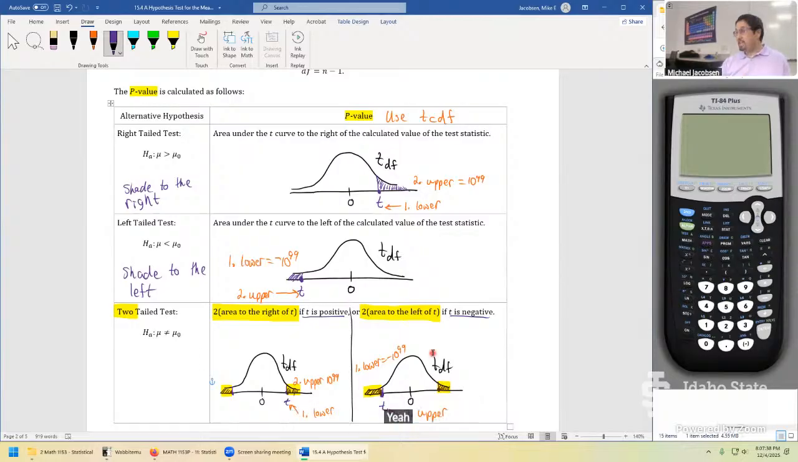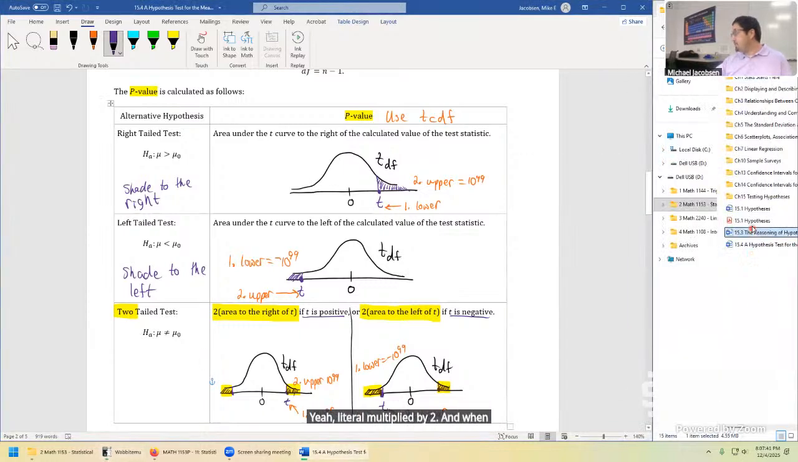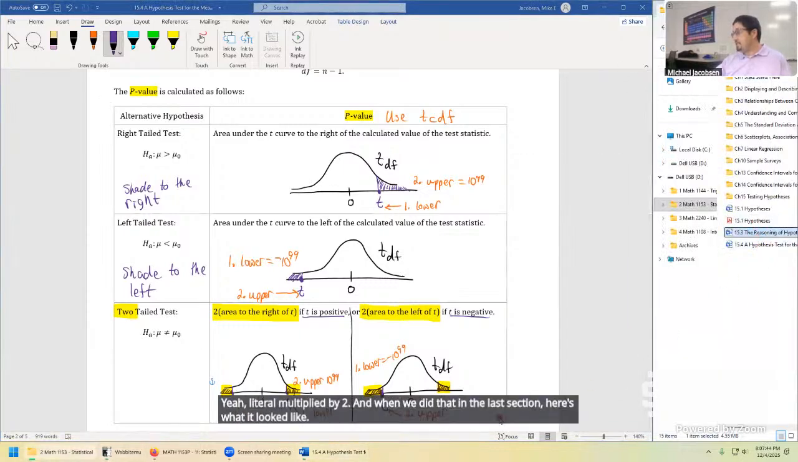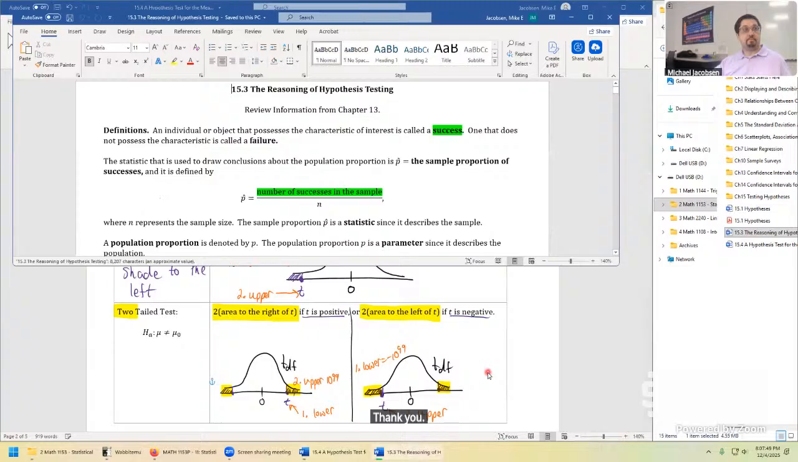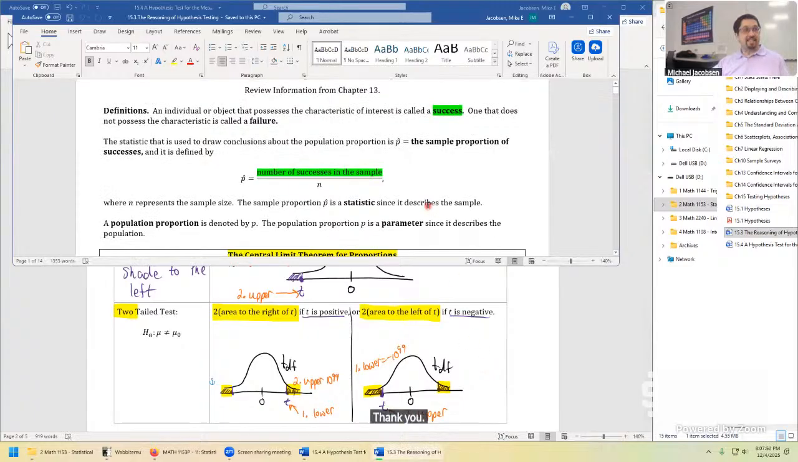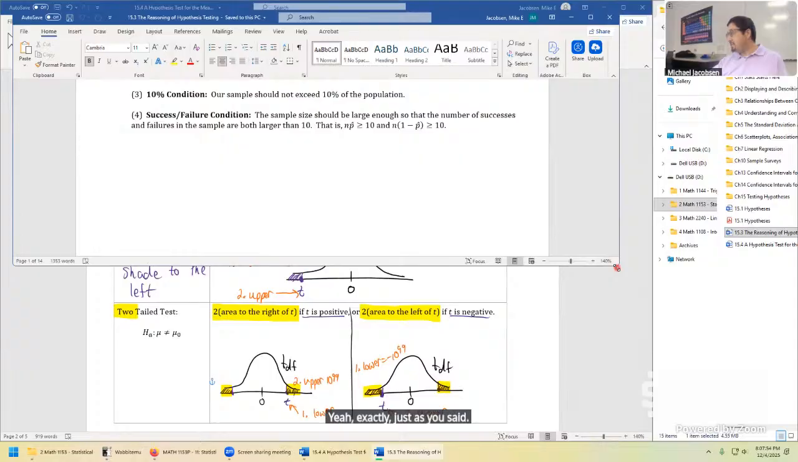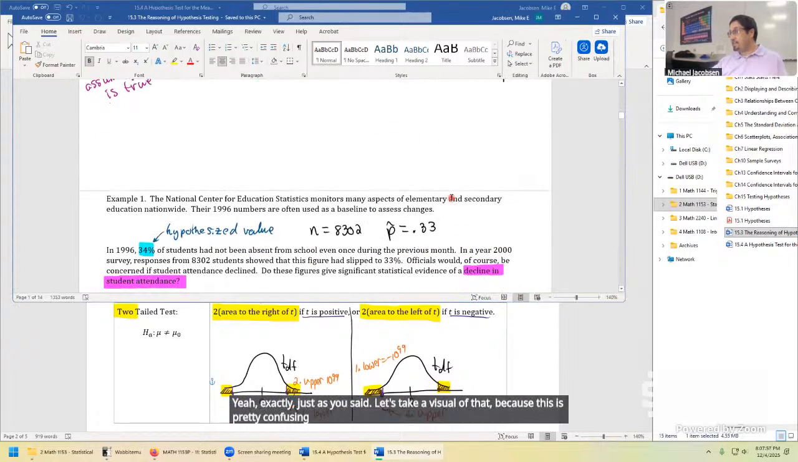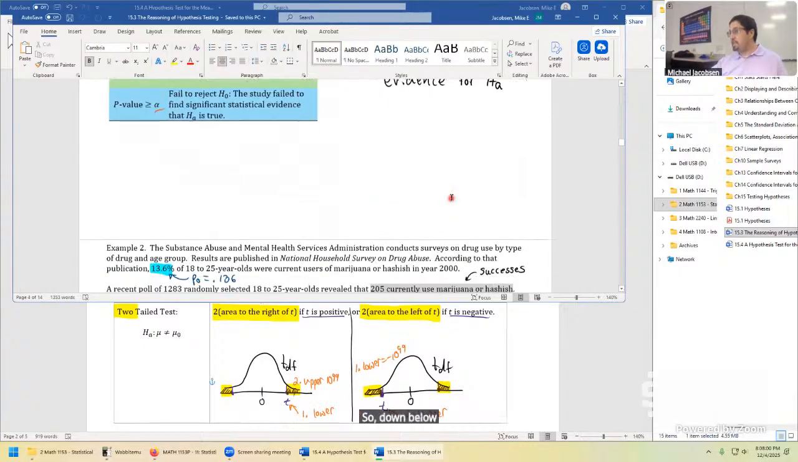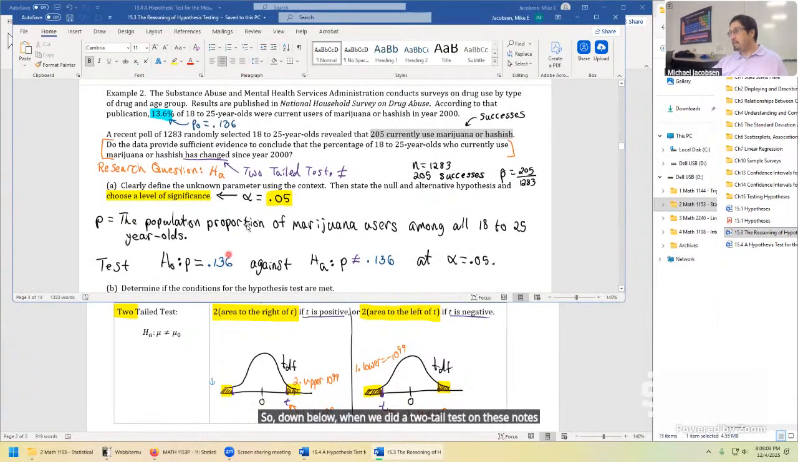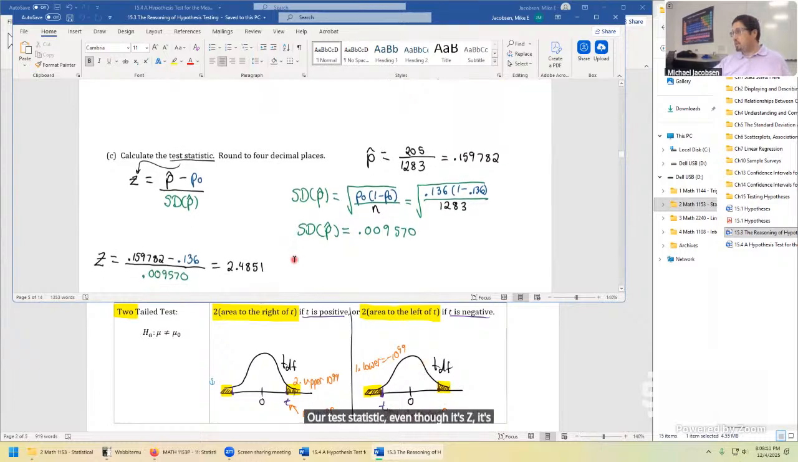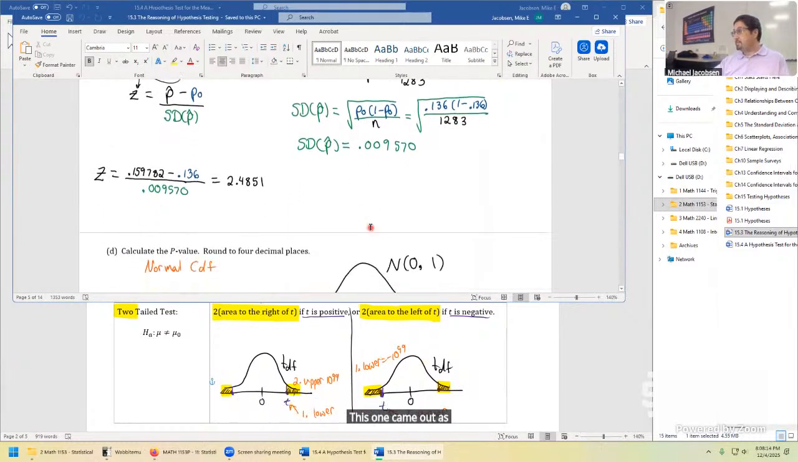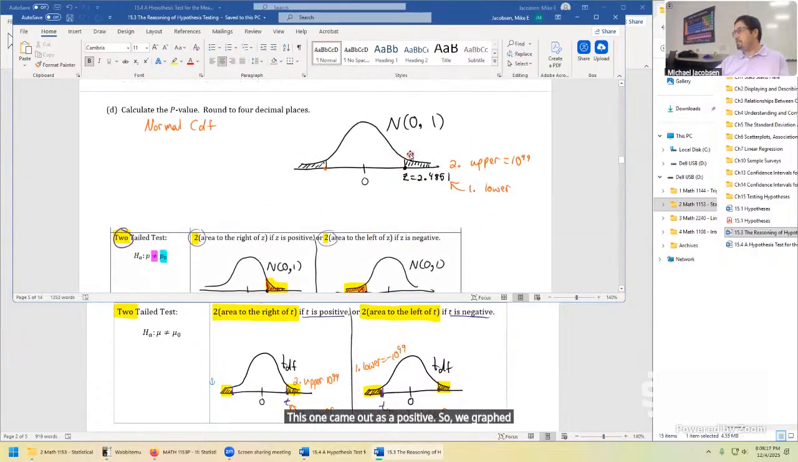Yeah, literally multiply by 2. And when we did that in the last section, here's what it looked like. Yeah, exactly. Just as you said. Let's take a visual of that because this is pretty confusing in my opinion. So down below, when we did a two-tailed test on these notes, 15.3, that was example 2. This one came out as two-tailed. Our test statistic, even though it's Z, it's the same logic in the diagrams below. This one came out as a positive. So we graphed it right here as a positive value.